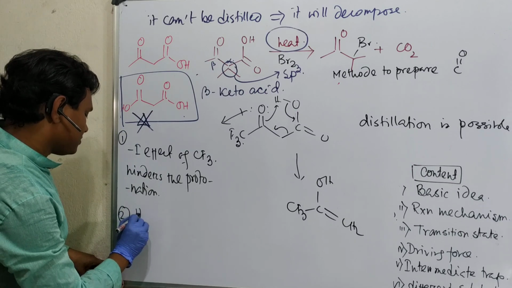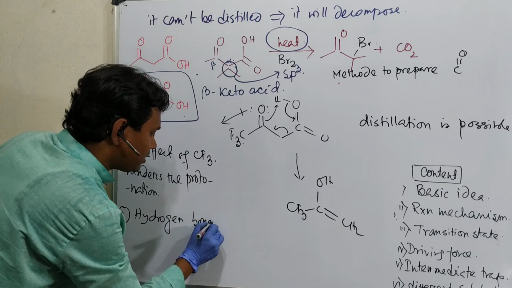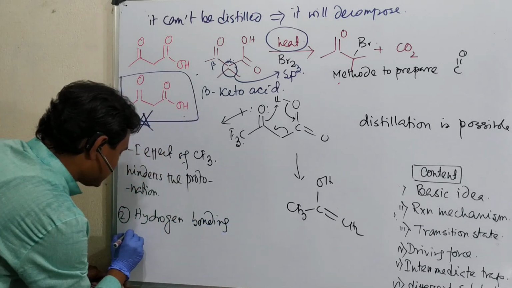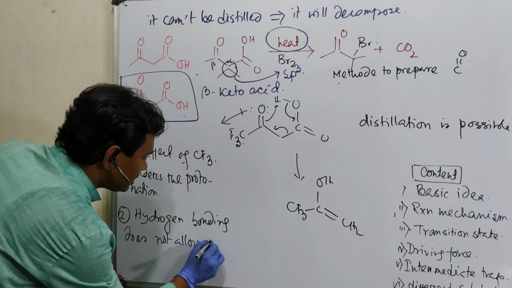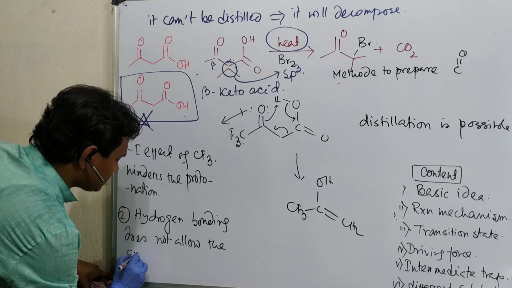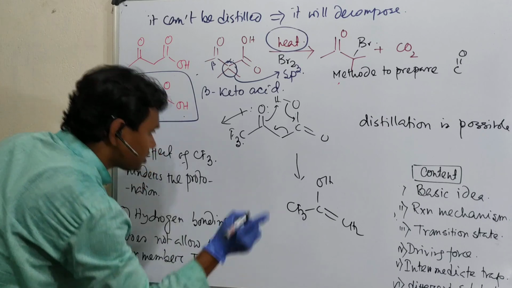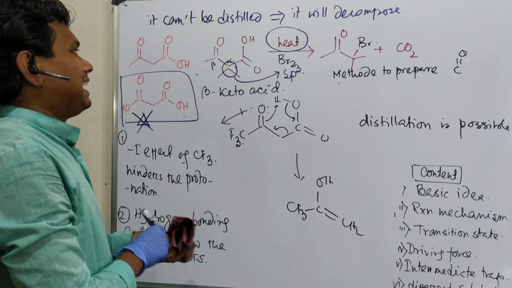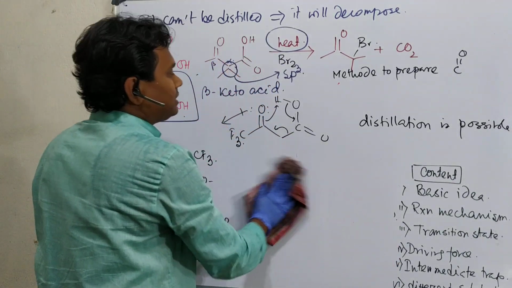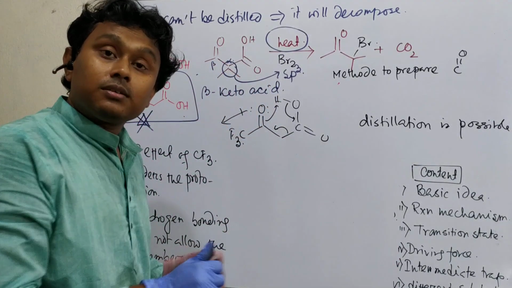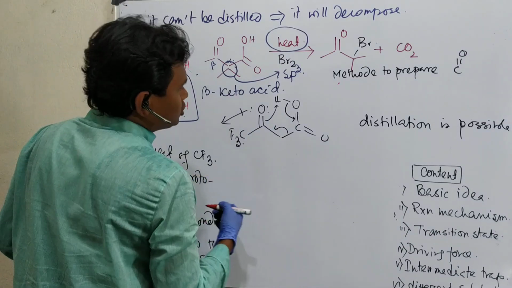And point number 2: hydrogen bonding does not allow the 6-member TS. I will explain. Keep this in mind because such a type of question could be asked in your viva. That beta-keto acids undergo decarboxylation very easily, but why don't these undergo decarboxylation efficiently? Okay, so let's draw the molecule.